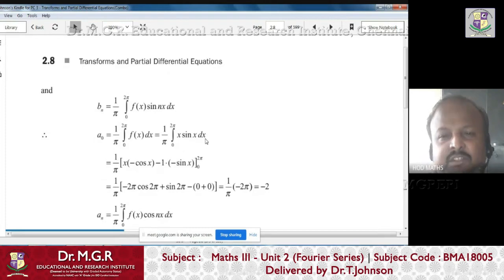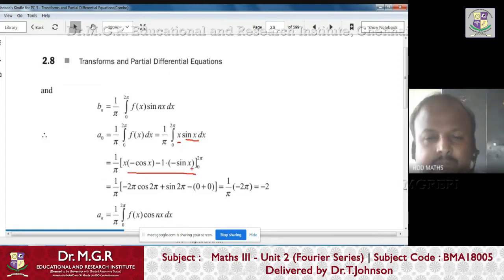Then you may ask, sir, which one do I take as u, which one as dv? So there are two functions. One is x, that is an algebraic function. Sin x is a trigonometric function. I always choose the algebraic function as u, because when you write Bernoulli's formula, after some differentiations, the function should become 0. Then only this expansion becomes a finite one. Otherwise, it goes on infinitely.